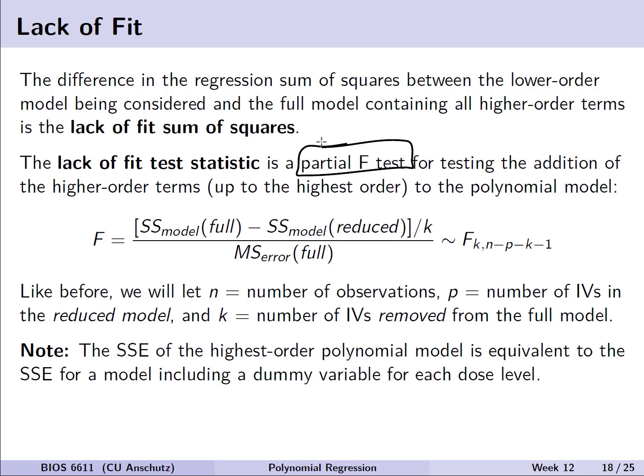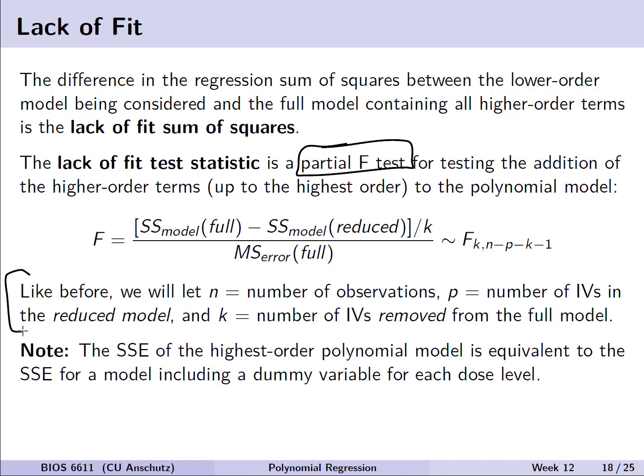In this case, it has the exact same setup, but our full model is going to be that saturated model we saw on the previous slide. And the reduced model will be whatever model we're looking at for the number of higher order terms we wish to evaluate. Just for our reference, we have the definition that we had before for these terms, where n is the number of observations, p is the number of independent variables that are in whatever our reduced model of interest is, and k represents the independent variables we removed from the full model, or the higher order terms we're not using.